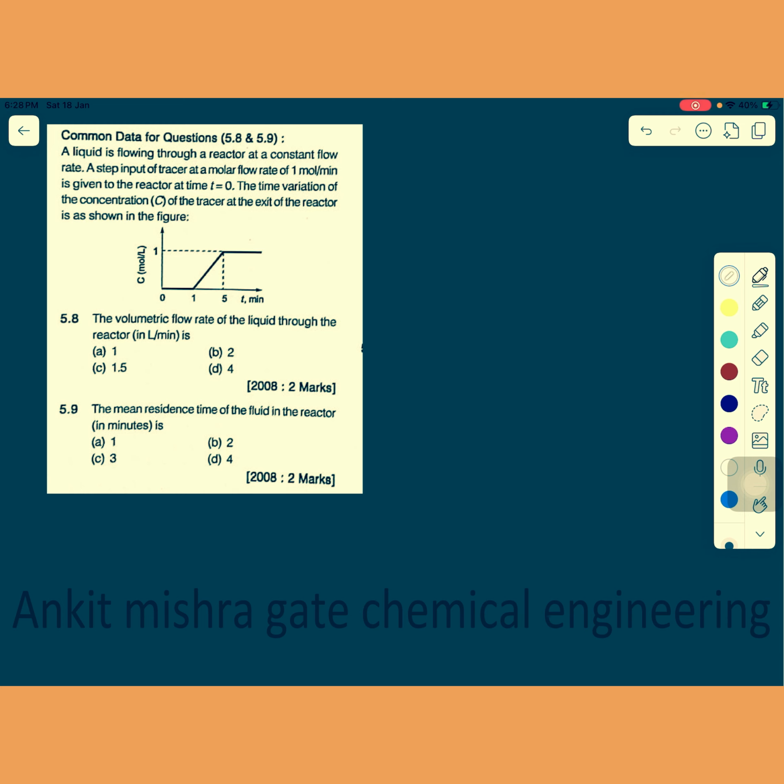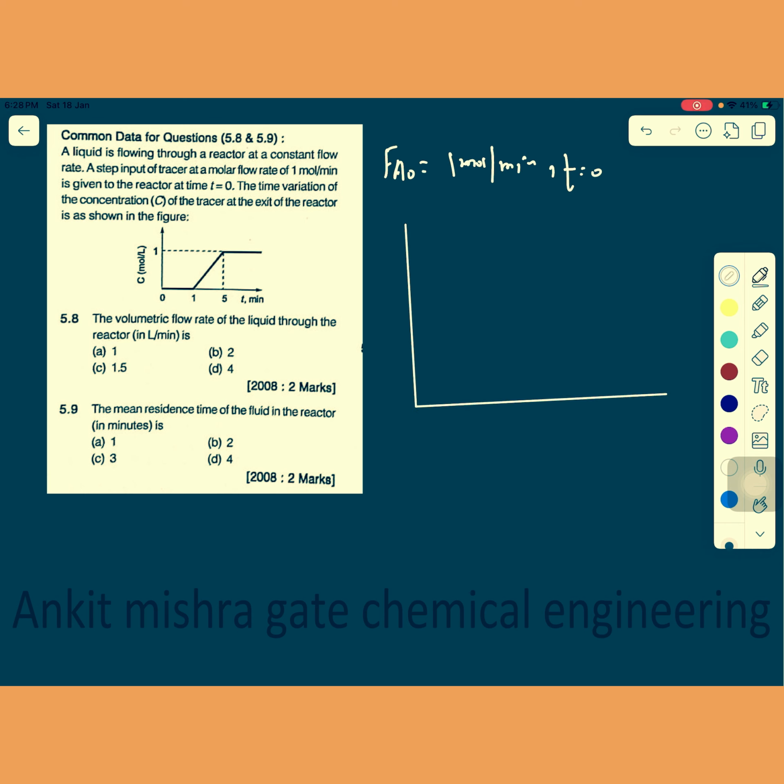This question says a liquid is flowing through a reactor at a constant flow rate. A stepped input of tracer at a molar flow rate is given to you here. So Fa naught is equal to 1 mole per minute at t equals 0. When time t is equal to 0, this step tracer input is given to the system, and the time variation of the concentration of tracer at the exit of the reactor is given to you. So you can see this curve is given to you.